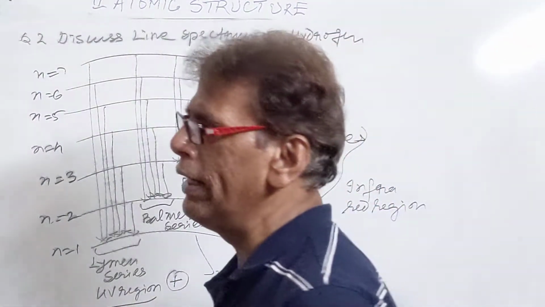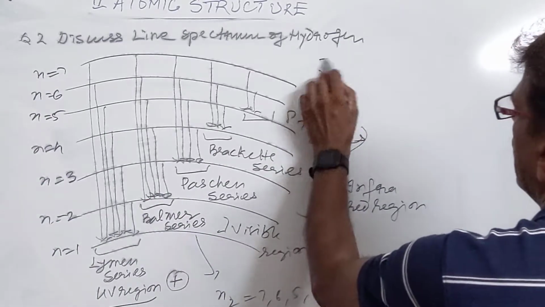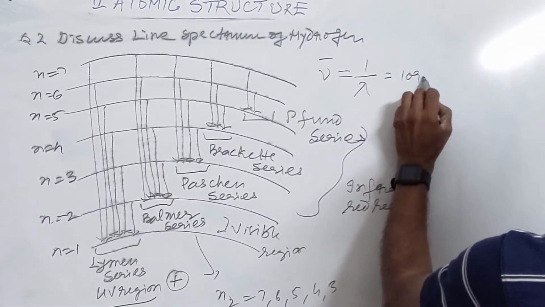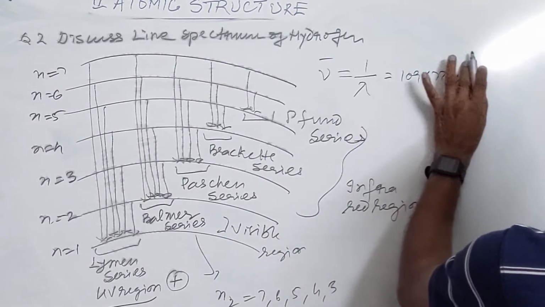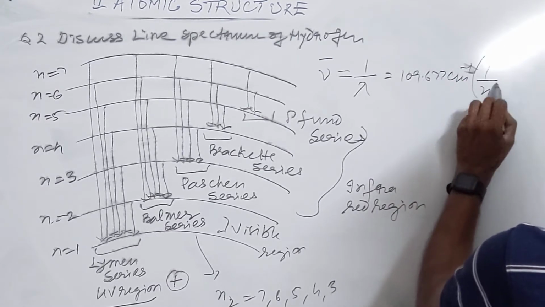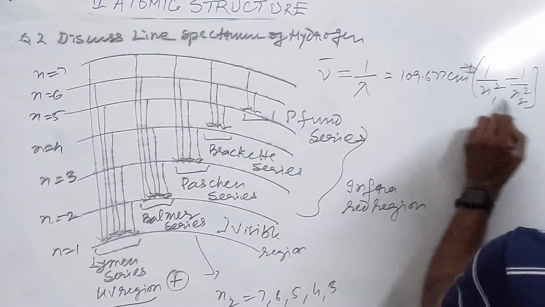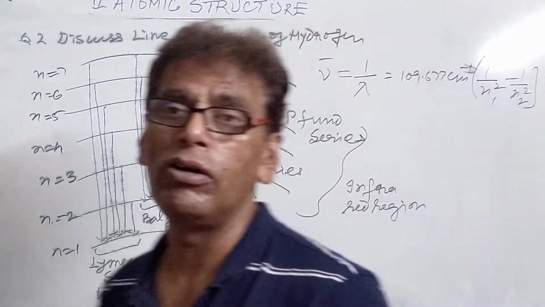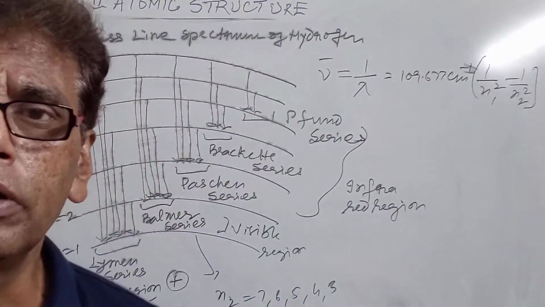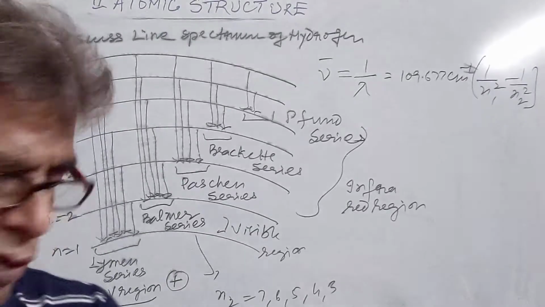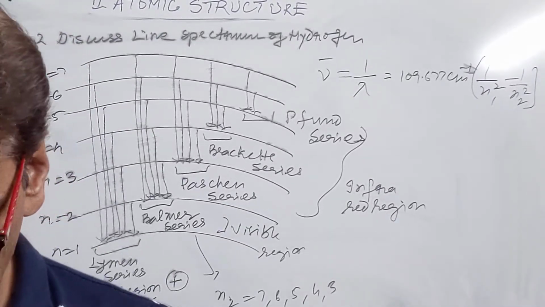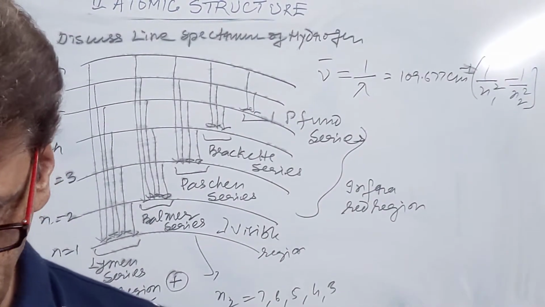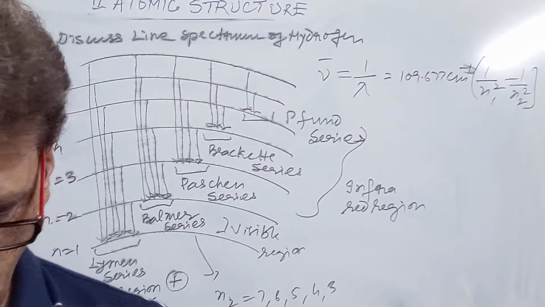So now we can calculate the wave number of each series. That can be calculated as wave number, the reciprocal of wavelength. This is 109,677 centimeter inverse times 1 upon N1 square minus 1 upon N2 square. N1 is the number of the lower orbit. N2 is the number of the higher orbit from which electrons are falling into the lower orbit. So in this way we can calculate the wave number of all the lines which fall in the spectrum of hydrogen. After explaining this, we come to 2 important laws.